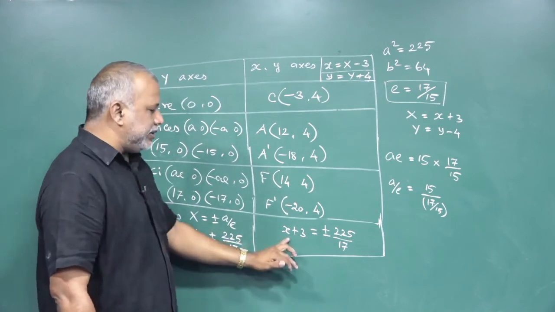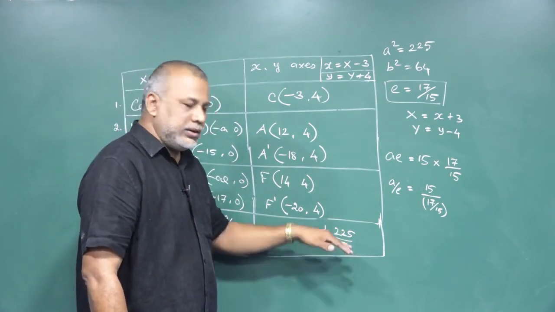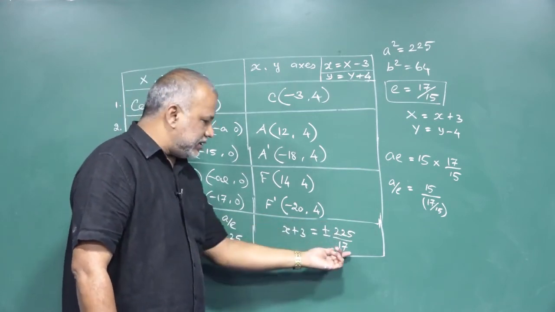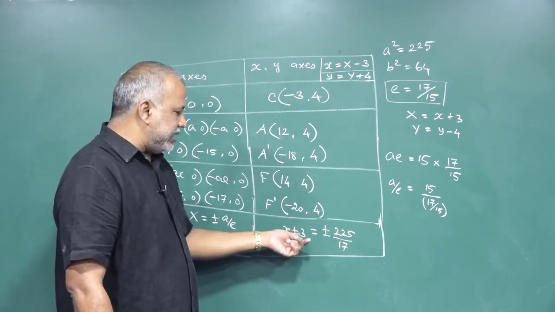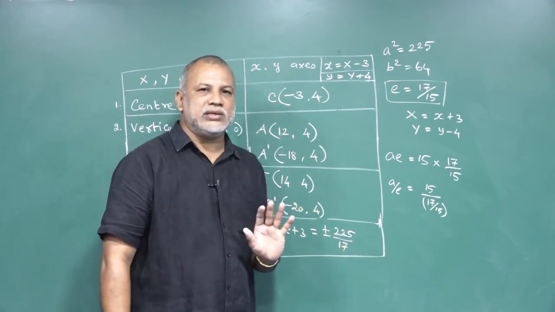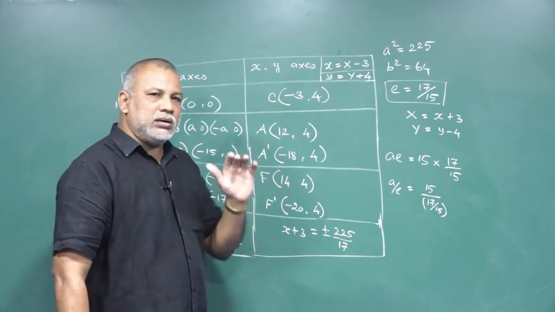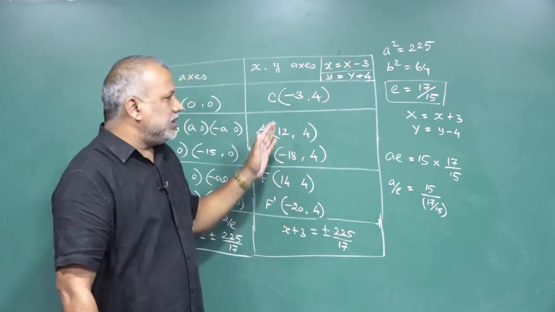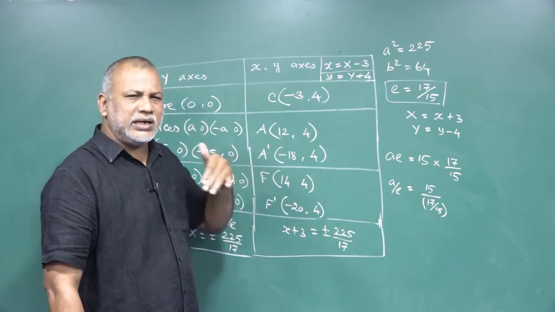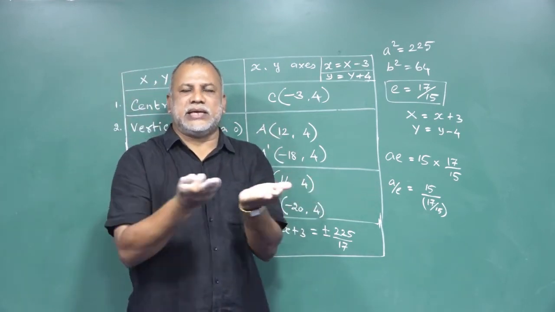Capital X is replaced by X plus 3 equal to plus or minus 225 by 17. By multiplying this equation by 17, we can get 17x, again multiplication with the 3 equal to plus or minus 225. You can simplify the result. So these are the results we need. Now listen. Already I have explained these concepts. This is type number 1. Type number 1 means transverse axis along x-axis.